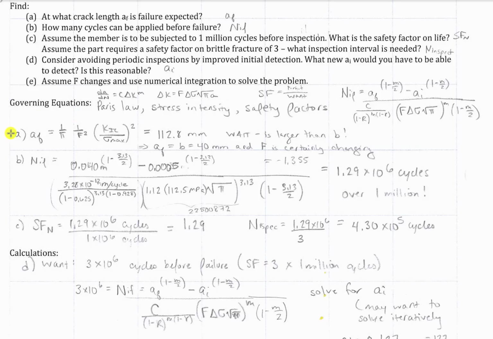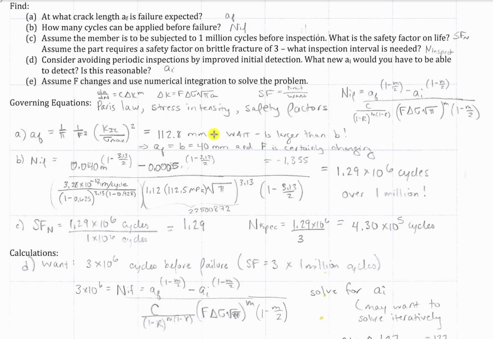So the first question that they ask us is to find the final crack length. So again, this is the stress intensity equation solved for a, where we plug in the fracture toughness and the maximum stress. When we do that, we get a final crack length of 112.8 millimeters. And you may just plug that into the equation and go ahead and plug and chug through there.